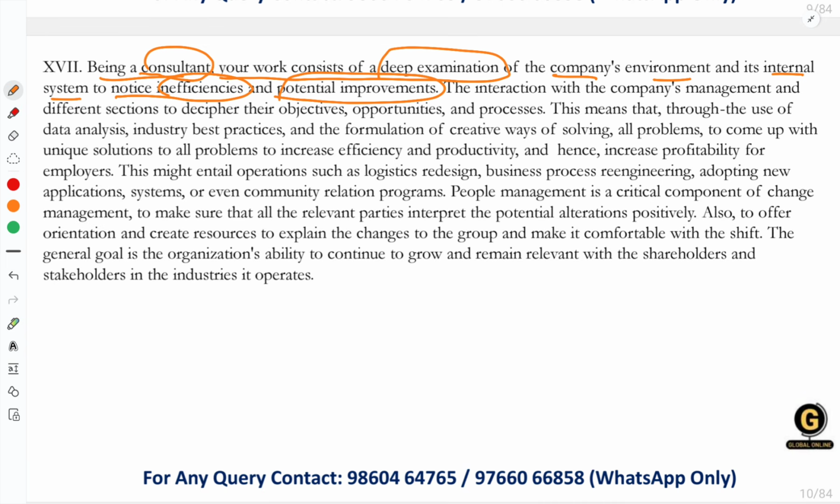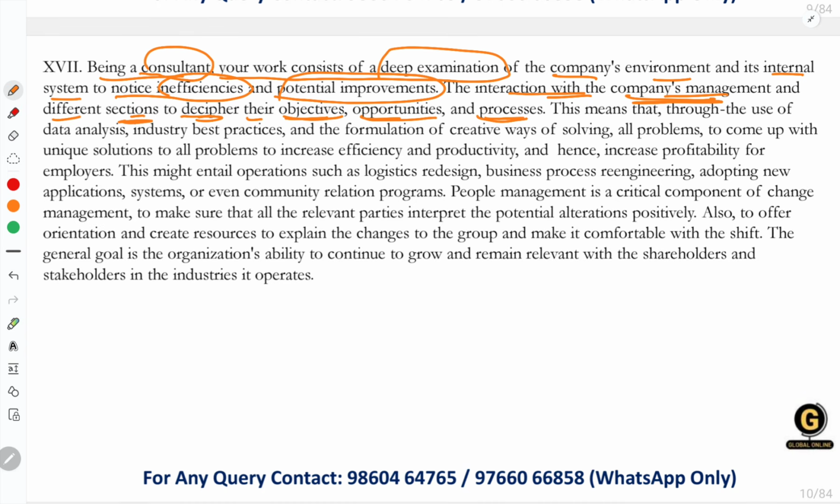Okay, being a consultant, now the interaction with the company's management and different scenarios to decipher their objectives, opportunities, and processes. What does this mean? Being a consultant, you have to interact with the company's management team, also different sections. Okay, to decipher means to decode, to understand what are the company's objectives, what are the opportunities, what are the different system processes that the company is having. To understand this, you'll have to interact with everyone.